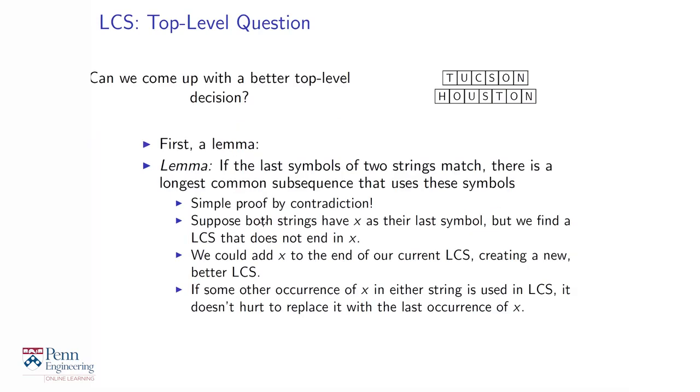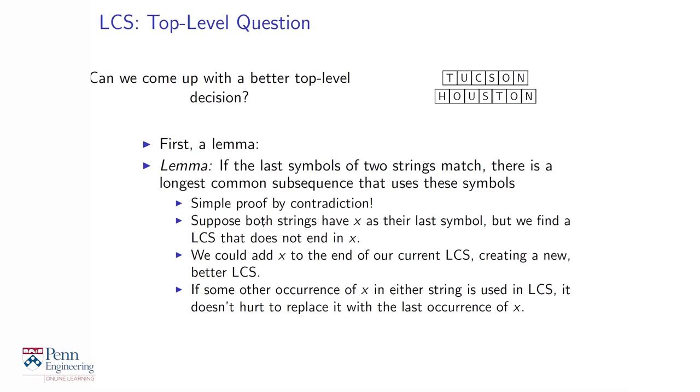And the proof of this is a simple proof by contradiction. It's a proof technique that I hope you've seen before. Suppose both strings have X as their last symbol, but we find a longest common subsequence that does not end in X. It ends in something else. Well, that means the longest common subsequence did not use X from either string. So we could take that subsequence we are given and add X to the end of it and create a longer common subsequence because that X is available to use. And that's a contradiction because we're supposed to have had the longest common subsequence.